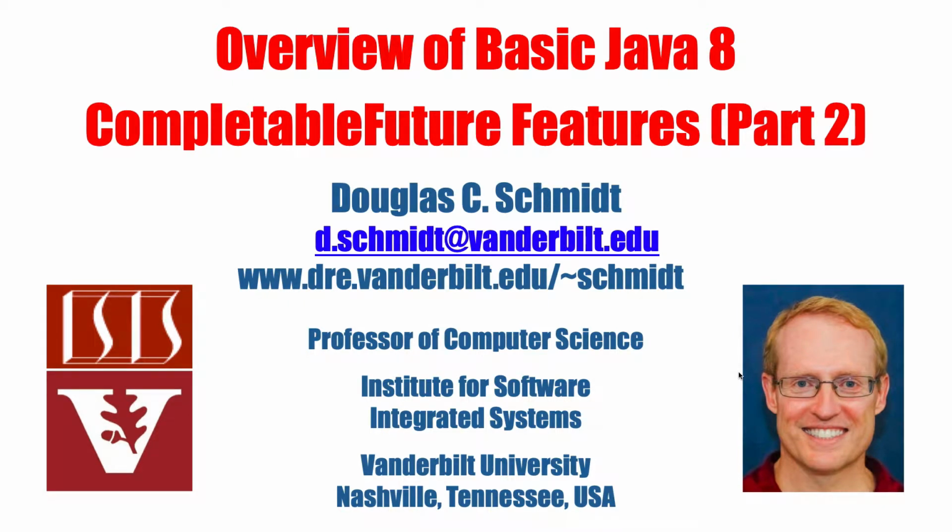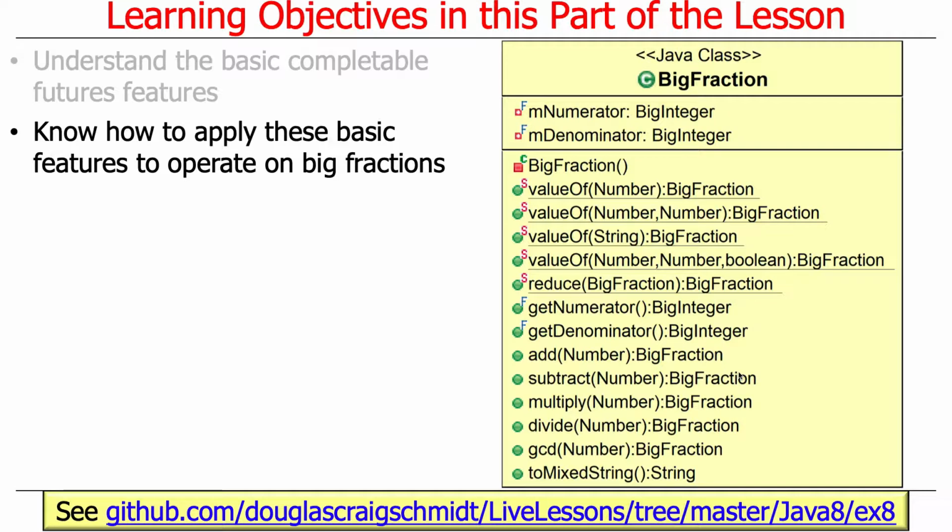So this is the second half of the overview of the basic features. And what we're going to do here is talk about applying the basic completable futures features to do a big fraction multiplication program. This is a variant of things that you've seen before.